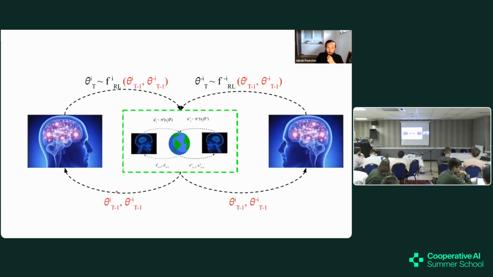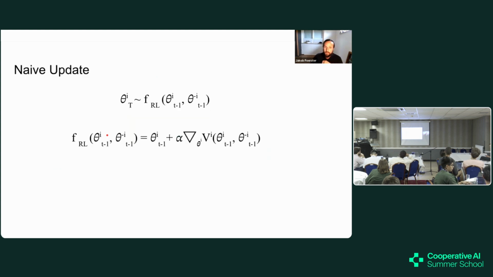So now, if I have all of this, I can look at it more abstractly, and I can now think of this as another process here, asking what does it even look like when I'm doing the simplest case of this, which is gradient descent, right? So here, this is the naive learning update, where I have my theta i that gets updated using reinforcement learning. And in particular, I just do gradient descent. I have my theta i, and I add a gradient step with respect to my value. That is a function of my policy and your last policy, okay?